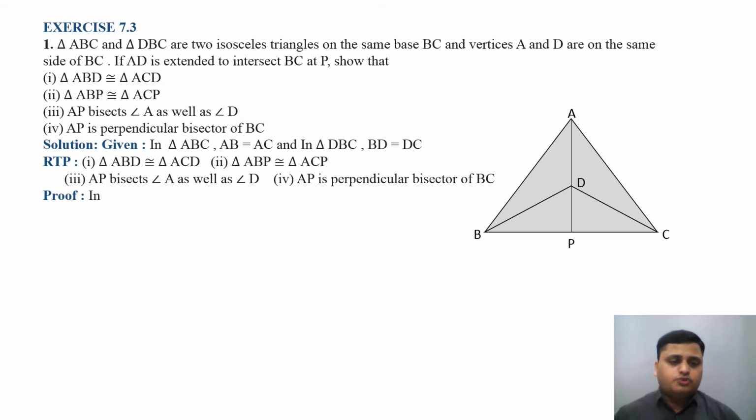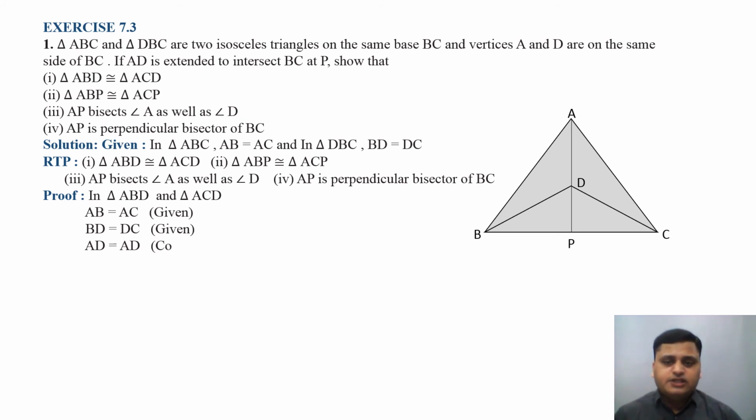Okay, let's do the proof. We will take those two triangles: one is triangle ABD, another one is triangle ACD. Now AB is equal to AC. This is given, being an isosceles triangle. Same way, BD is equal to DC, which is also given, and AD is equal to AD, that is common. We got three things. So the triangles become congruent. Triangle ABD is congruent to triangle ACD by the SSS congruency rule, which we have discussed at the start.